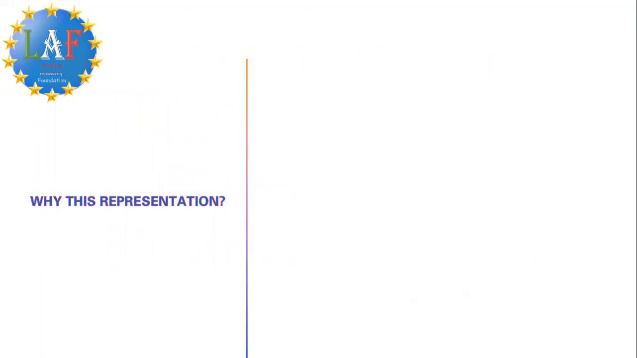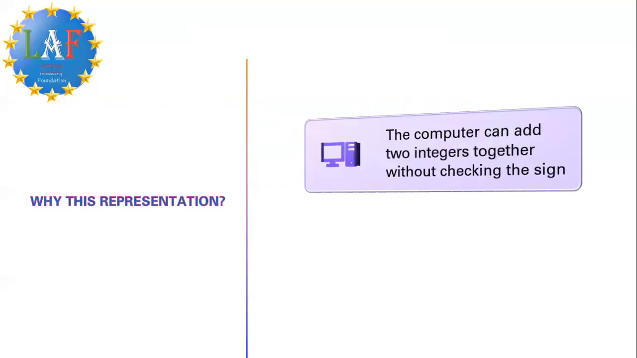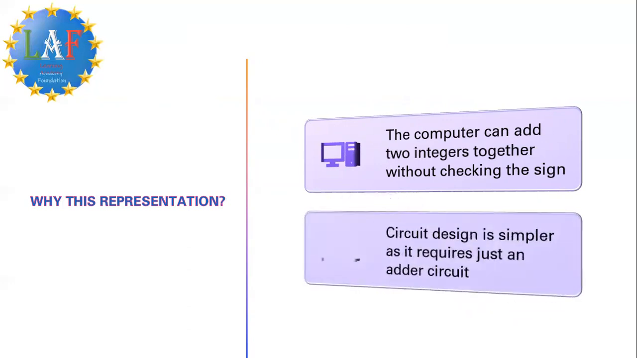Positive and negative numbers can be added together following the rules from normal addition, regardless of the sign. So why do we use this representation? First reason, because the computer can add two integers together without checking the sign, and circuit design is simpler as it requires just one circuit.